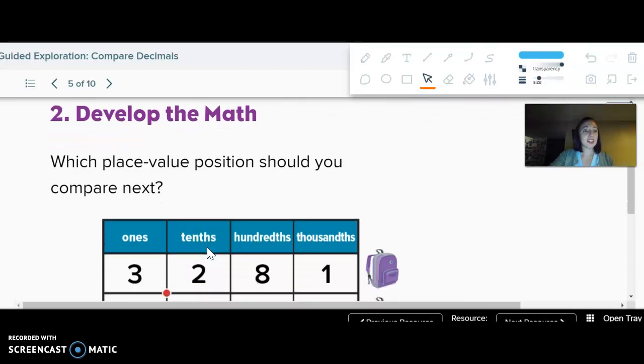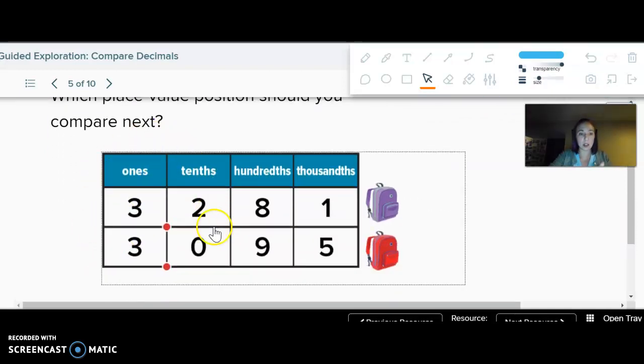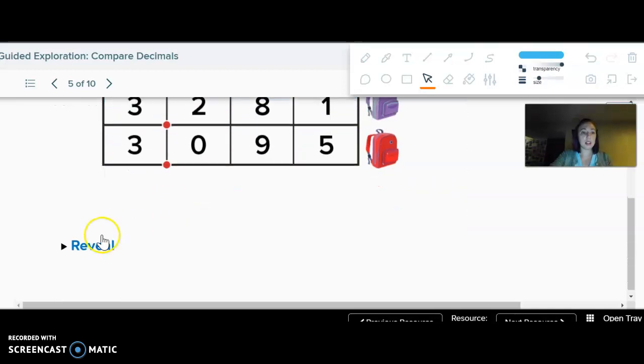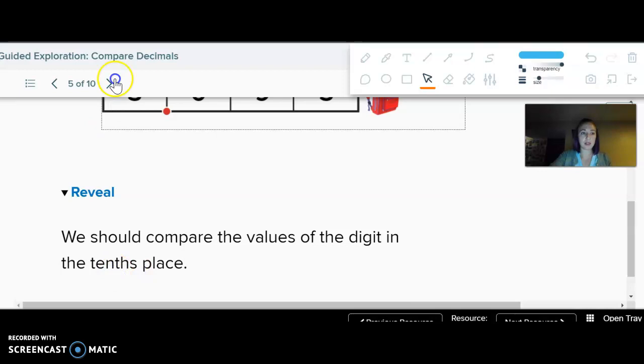So after we do the ones, if that's tied, then we look next door at the tenths. The two is bigger than the zero, so we know this top one, the purple one, is bigger. Then we go to the tenth place.